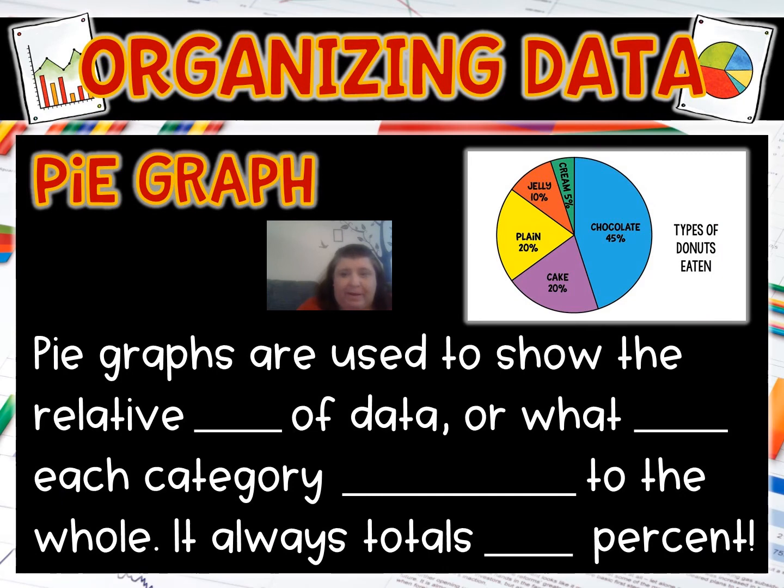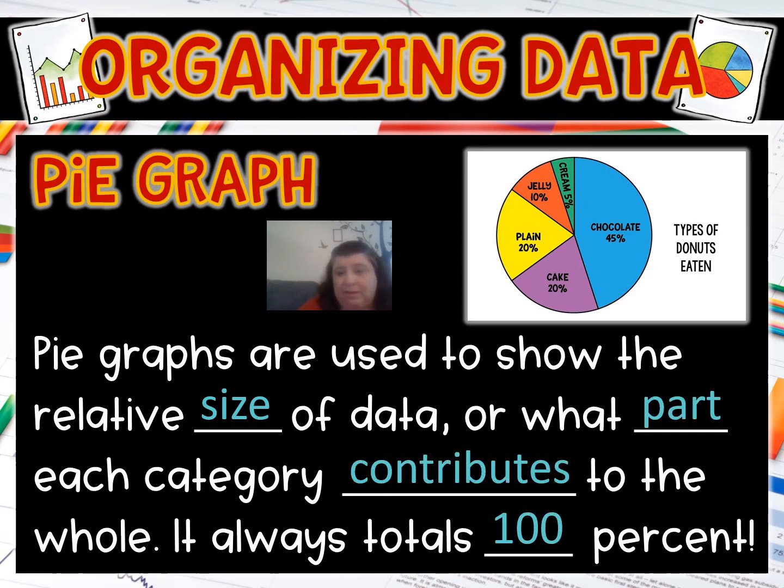So we have here our pie graphs, and it makes sense to talk about pie graphs when we're talking about donuts. But pie graphs are used to show the relative size of data or what part of each category contributes to the whole. It always equals up to 100%. If we look up here at our graph at the top, we see that 45% of the types of people eating donuts are chocolate, followed by cake and plain, each having 20%, jelly with 10, and cream with 5. If you add that up, 45 and 20 makes 65, and 20 is 85, plus 10 is 95, and plus 5 equals 100. So we see that all equals up to 100.